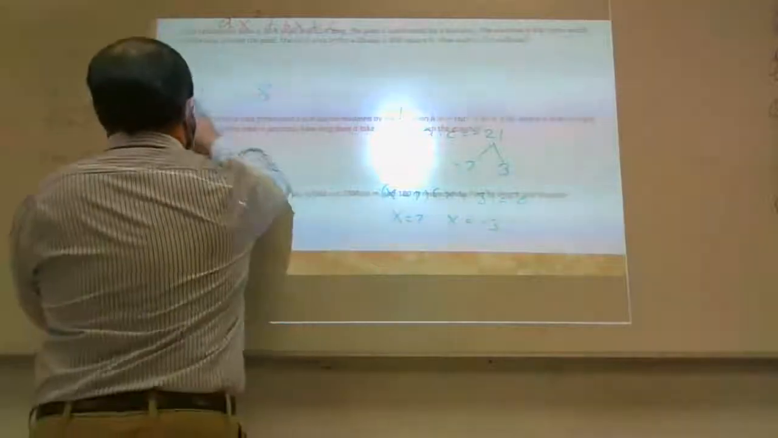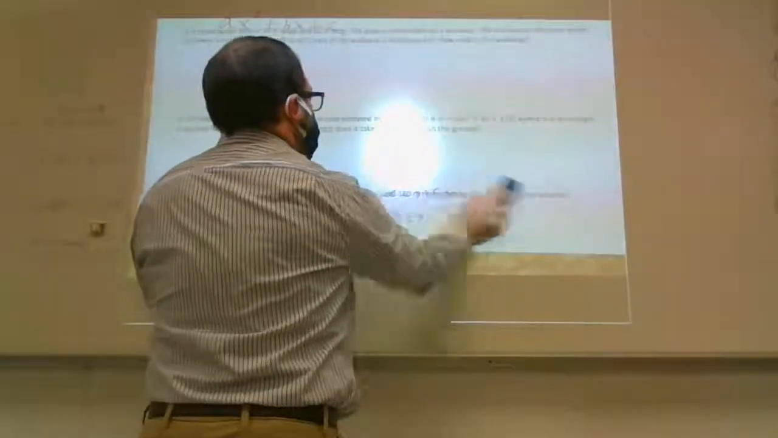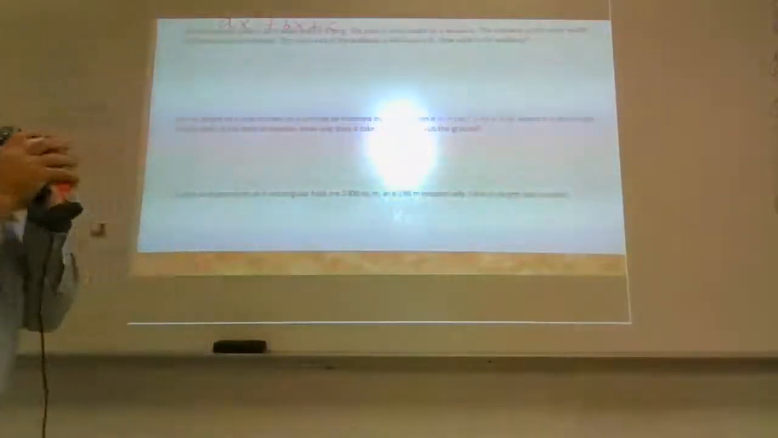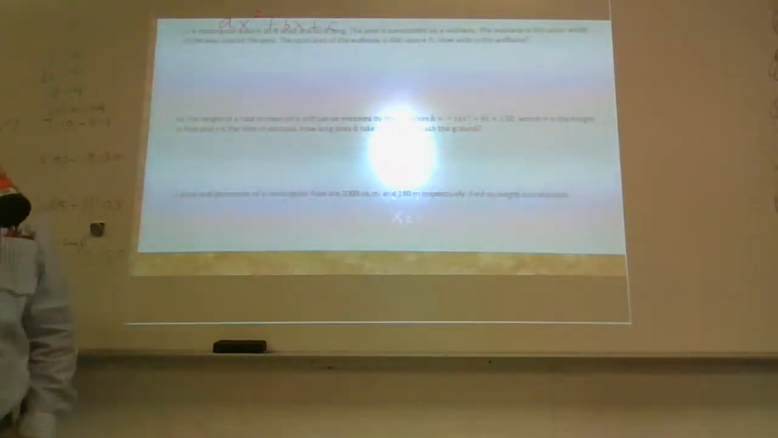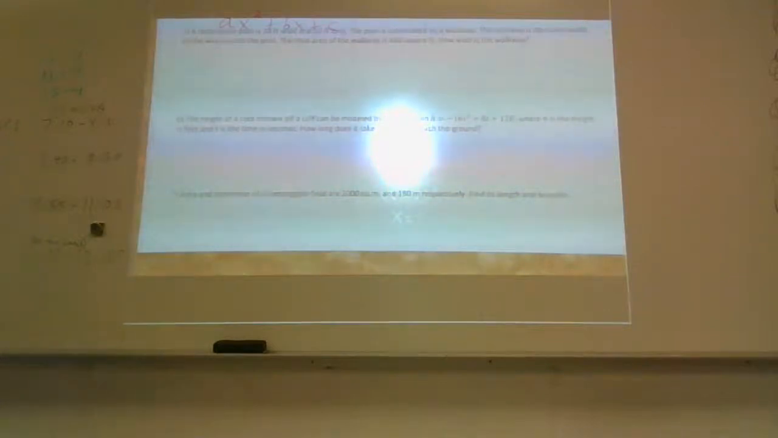Instead, let's talk about number 6. A rock is thrown. Number 6, a rock is thrown off a cliff. It can be modeled by that equation, where h is the height in feet and t is the time in seconds. How long does it take for the rock to reach the ground?